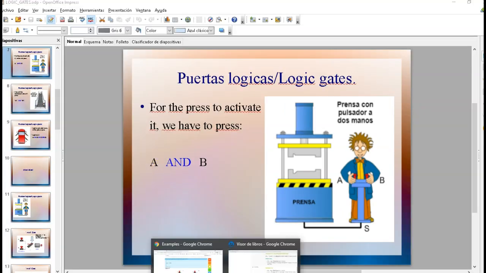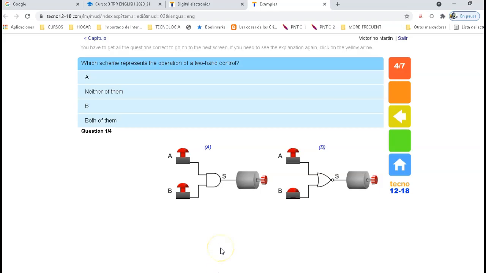So, Lorenzo, question for you. Yes. I think it's B. Look here. This is the symbol of an AND gate. The motor has to be on if I press A and B. Okay. The ball is representing a negation. Okay, that is the contrary. So this one is an AND gate and this one is a NOR gate.